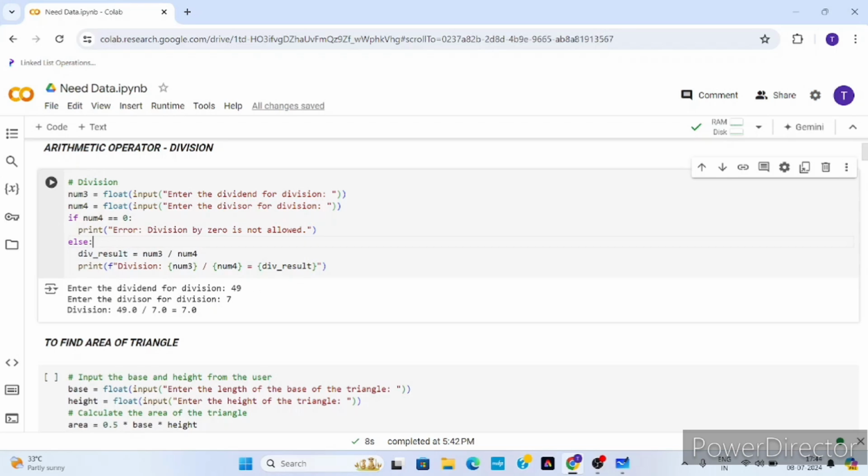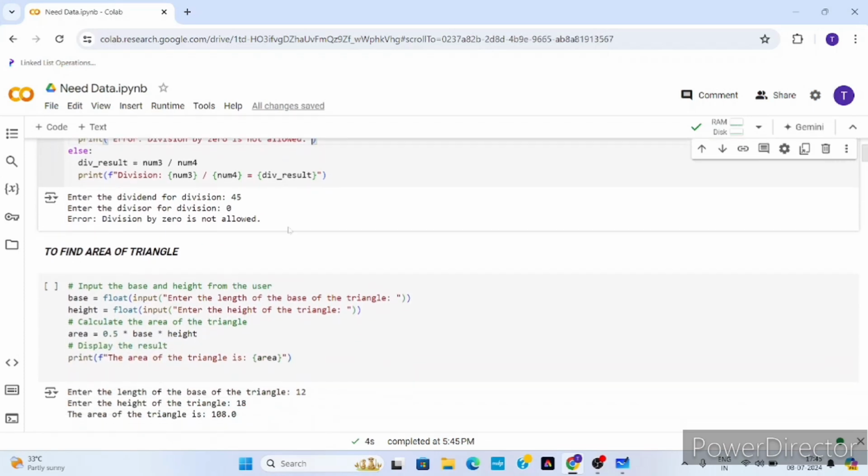We can also check by just printing 45 divided by 0. It will print Error, division by 0 is not allowed, because it doesn't go to this part and it will just print this part only. After this it will break. That's it. Error, division by 0 is not allowed, because you can't do anything in this, right?